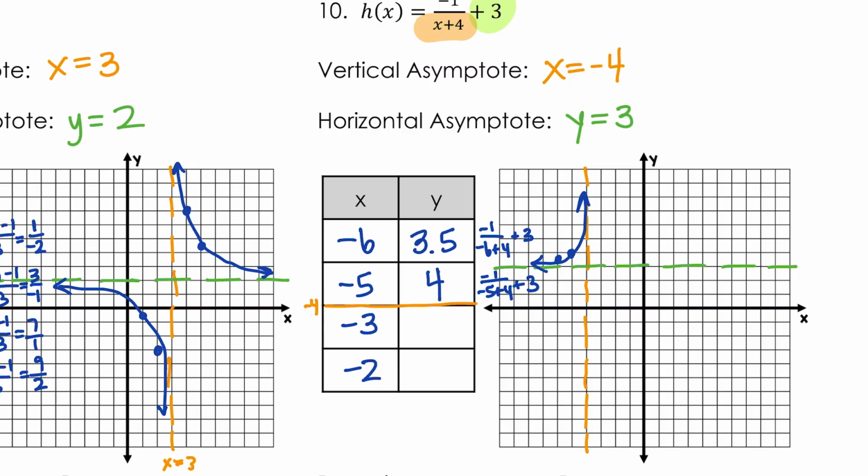And then plugging in my last 2 points here, -3, so 1 over -3 plus 4, and then plus 3. So for that fractional part, -1 over +1, so that's a -1 plus 3 is 2. And then my last one, when I'm plugging in that -2 on the bottom, I get -1/2 plus 3, which is 2.5. Okay, so I'm going to have -3, 2, and -2, 2.5. So getting close to those asymptotes there.